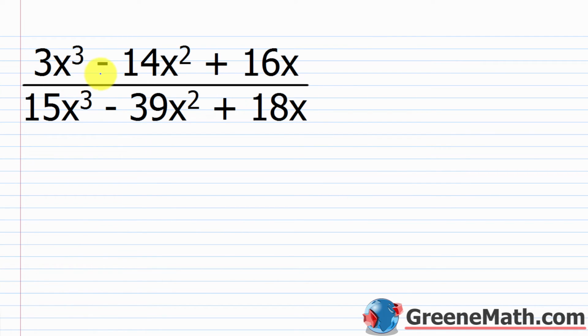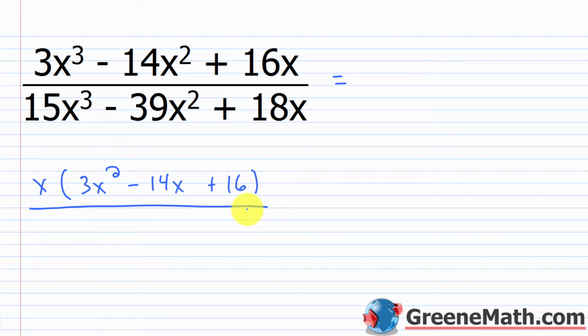So we have 3x cubed minus 14x squared plus 16x over 15x cubed minus 39x squared plus 18x. So we want to simplify here. In the numerator, what can I do to factor? Well, you would notice that everything has an x, so I could pull that out to start. And I would have 3x squared minus 14x plus 16. And this is over, in the denominator, everything has a 3 that's common, and everything also has an x. So let's pull out a 3x, and I'd have 5x squared minus 13x plus 6.